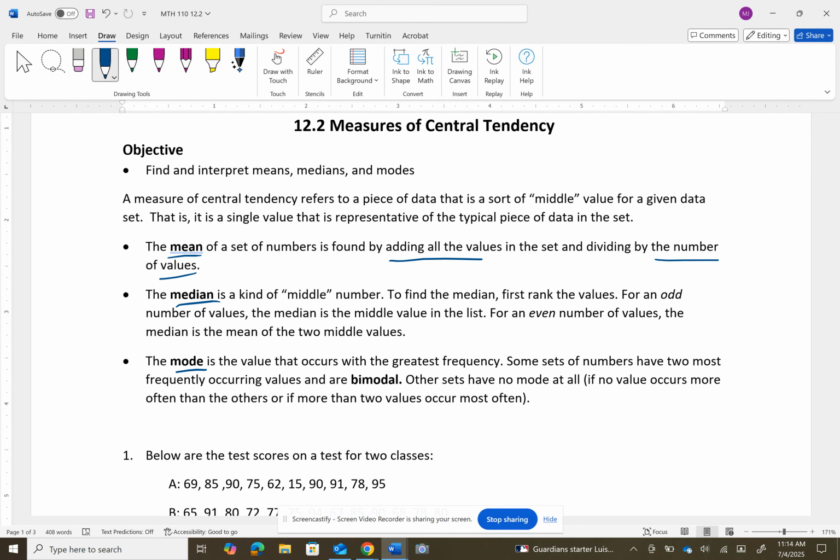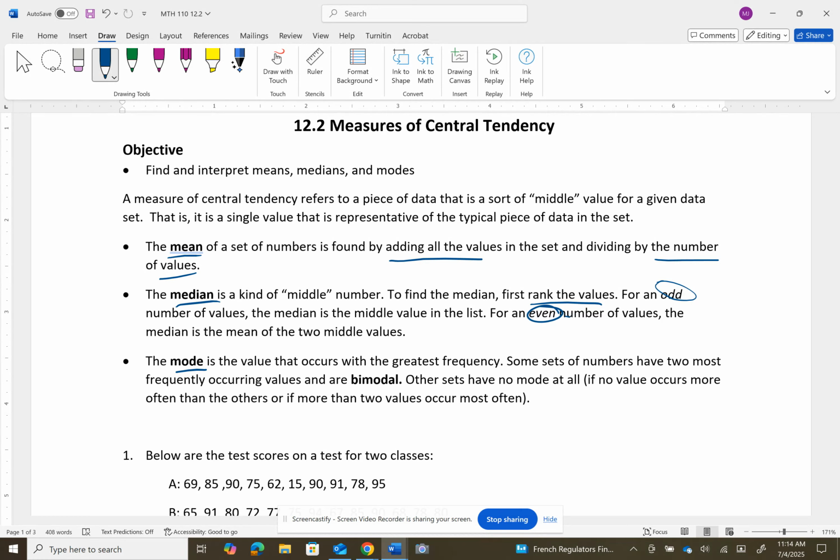Okay. All right, for the median, this is the trickiest one for students. It's the middle number. So to get the median, you have to put your data in order. Okay, so that's what it means by first rank the values and then look for the middle number. And then it can also be tricky when you have an odd number of data values versus an even number of data values. And I've got two examples that'll show you that.